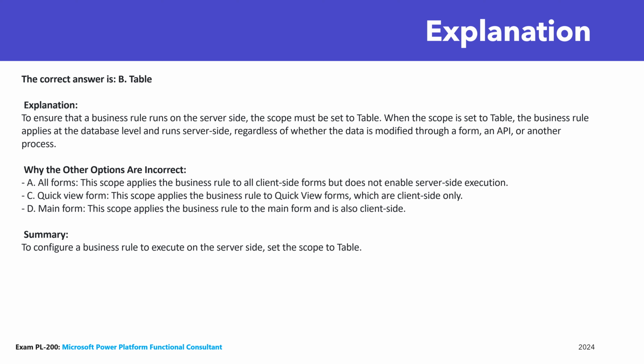Why the other options are incorrect. A. All forms. This scope applies the business rule to all client-side forms, but does not enable server-side execution. C. Quick view form. This scope applies the business rule to quick view forms, which are client-side only. D. Main form. This scope applies the business rule to the main form and is also client-side.